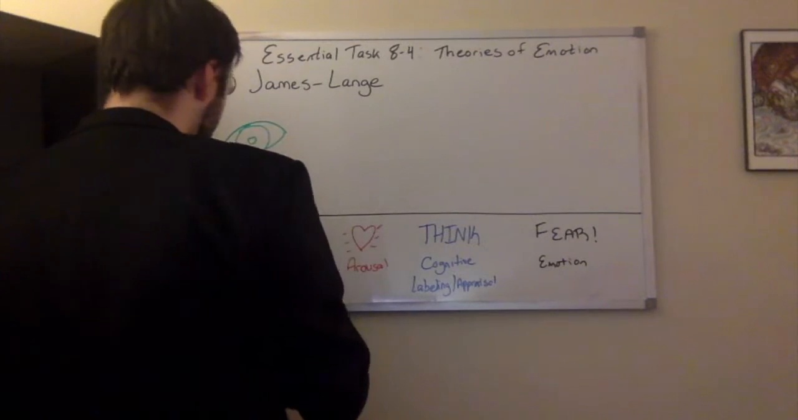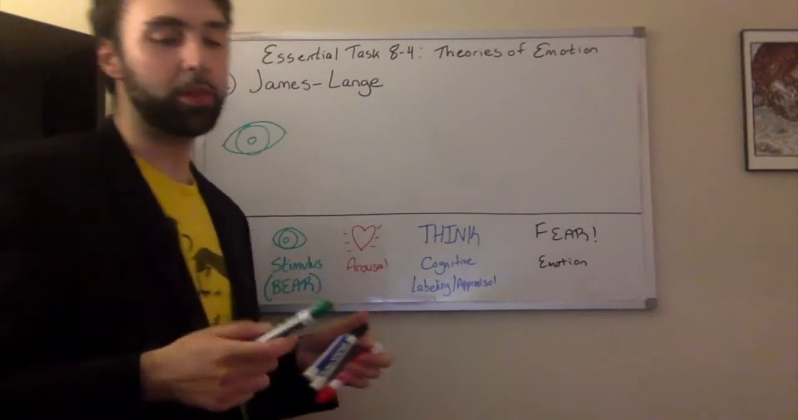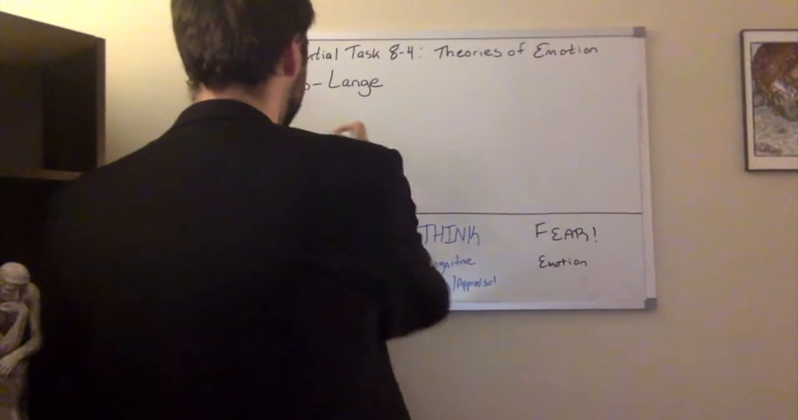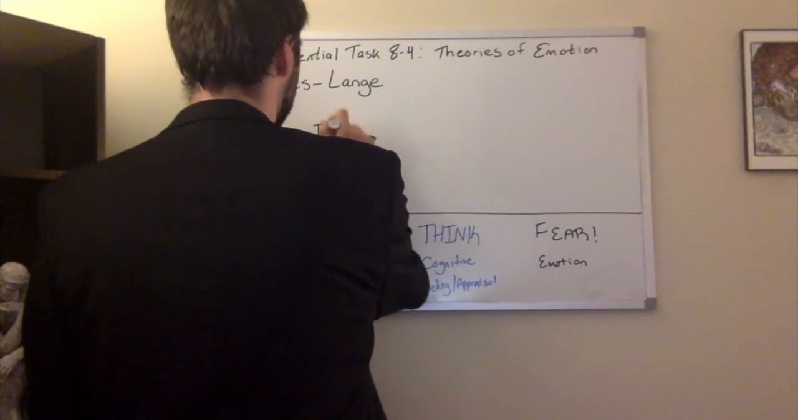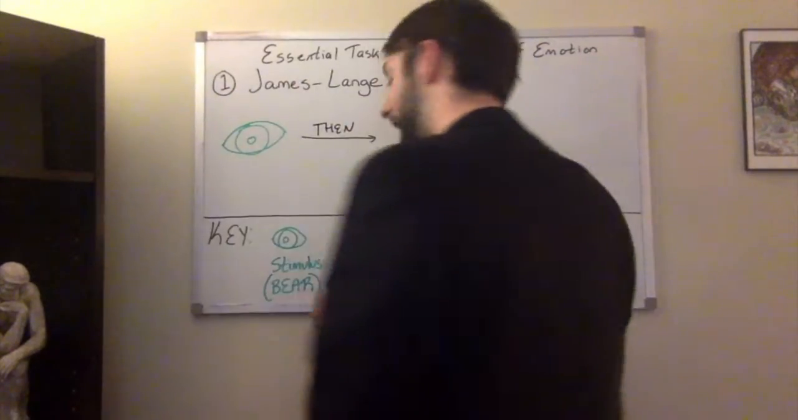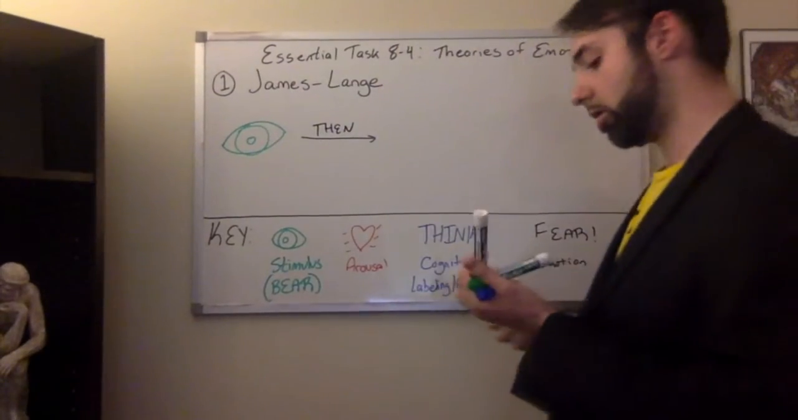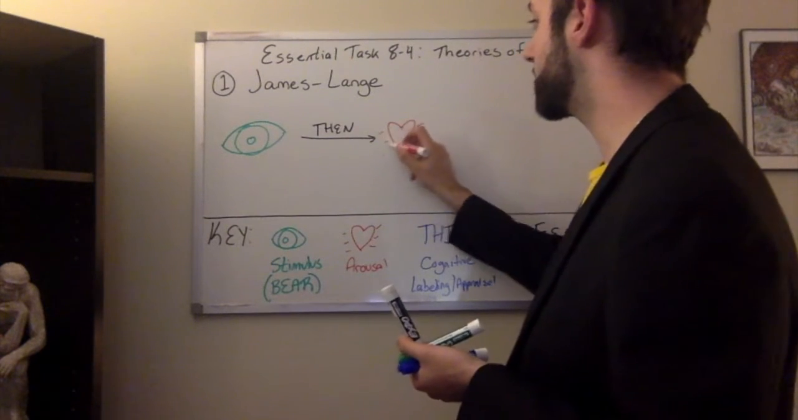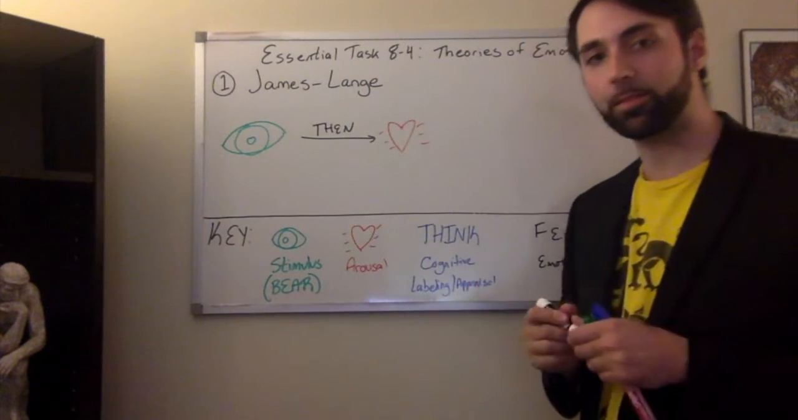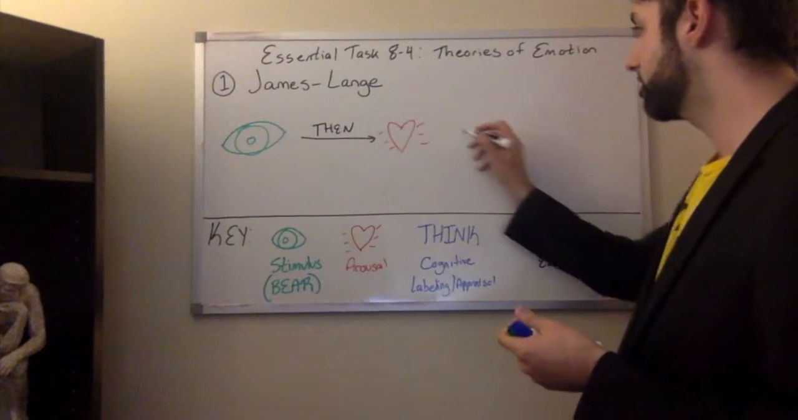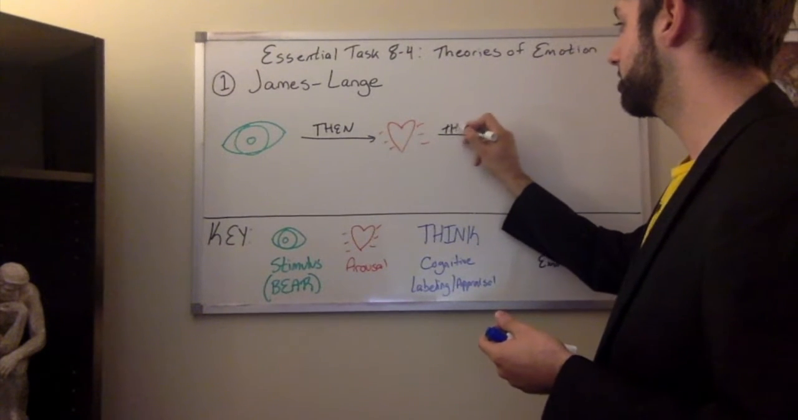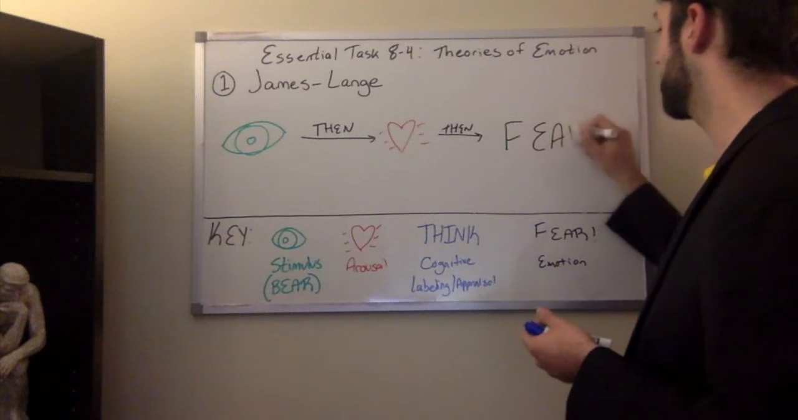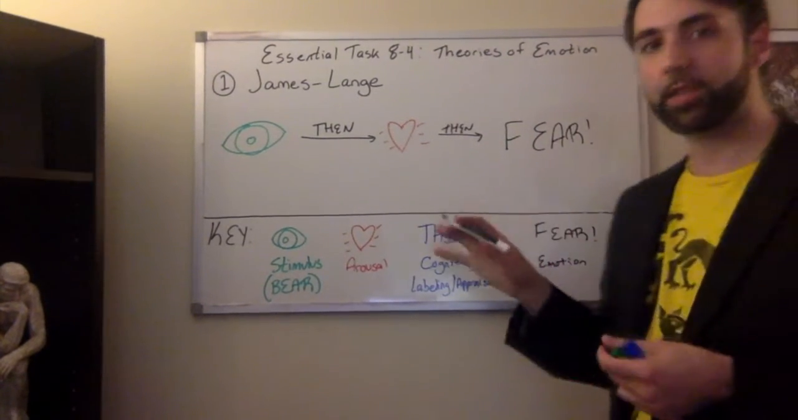So the James-Lange theory argues that it starts with the green eye, the sight of a bear. Then, after you see a bear, your heart begins to race and you experience physiological arousal. Then, you experience fear. This is the earliest of all of the theories.